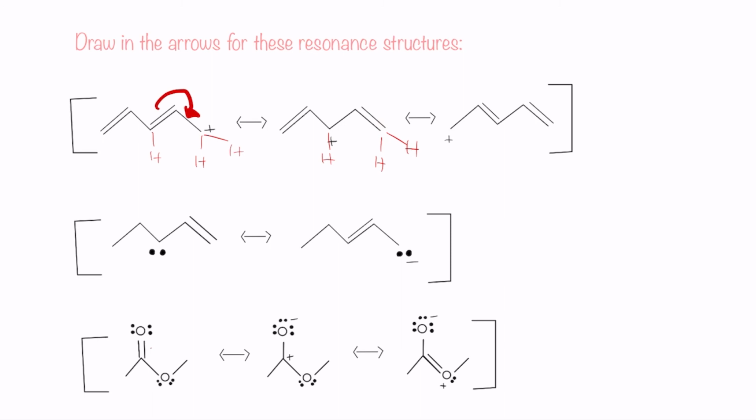Now let's examine the second example. Here we have a double bond, which became a single bond, and here we have a single bond, which became a double bond. So we can make the assumption that this bond transferred over here. And so that's how you're going to draw the arrows for this set of resonance structures.